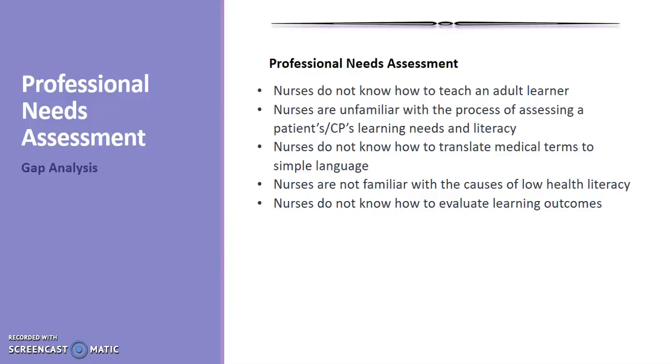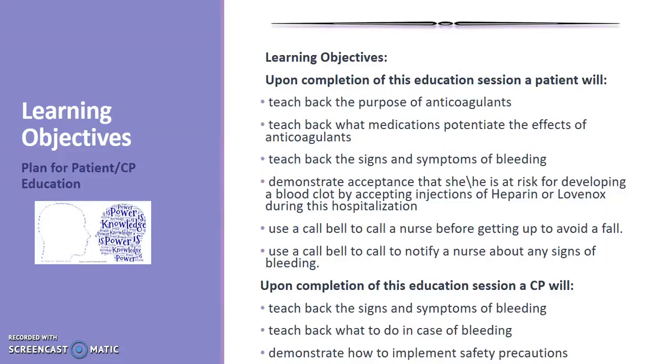Professional education will be conducted during in-service session, and it will include information about anticoagulants and the most appropriate techniques for assessing a patient's readiness to learn, the purpose of anticoagulant therapy, its benefits and implications. Nurses also need to know how to evaluate learning outcomes. The purpose of patient education is to understand why the patient needs anticoagulation and what are the implications of anticoagulation therapy.